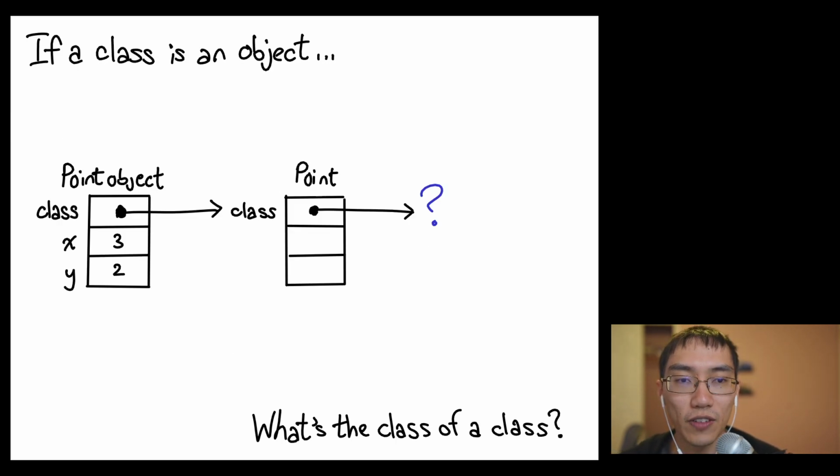Okay, a little bit of fun trivia. So I said everything in Smalltalk is an object. So a class is an object. So what's the class of a class?